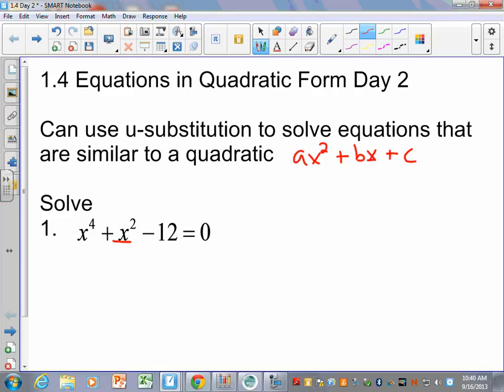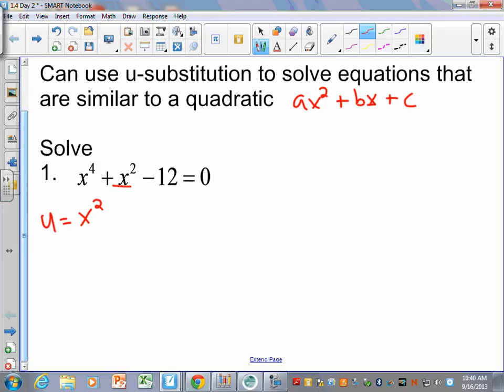So on this one, I'm going to work out the whole u thing. I'm going to say, let's make u equal x squared. And what that means is we can rewrite this problem in terms of u, solve it just like we would a quadratic, but then we have that extra step at the end that we have to plug back in what u was.